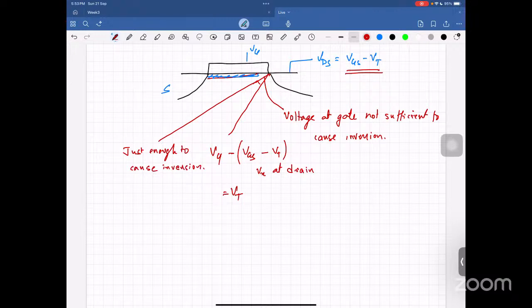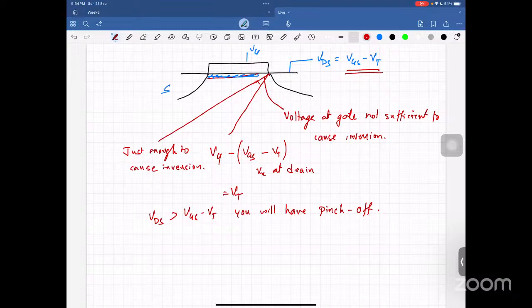Now, if your gate voltage is bigger than this, okay, sorry, not gate voltage, drain voltage. If VDS is greater than VGS minus VT, then this will be shifted to the left, and you will have pinch off. Does this make sense? Yes, it is clear to me.